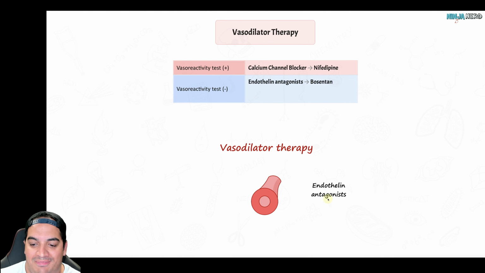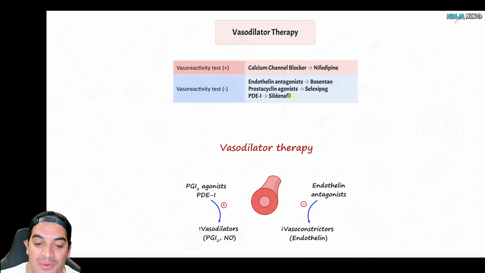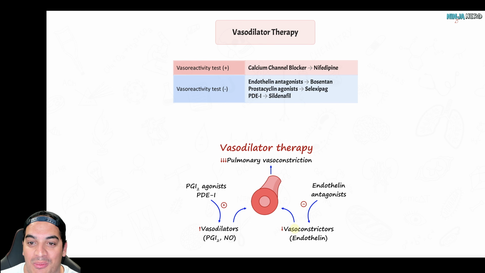Endothelin antagonists: basically, I want to block the vasoconstrictors. I want to decrease the amount of endothelin present. Prostacyclin receptor agonists like selexipag will, again, increase the amount of vasodilators. Phosphodiesterase inhibitors like sildenafil will, again, increase my vasodilators. It's going to increase my prostacyclin and my nitric oxide. In both scenarios, if I increase my vasodilators and decrease my vasoconstrictors, it's going to cause a reduction in pulmonary vasoconstriction, reduce the mean pulmonary artery pressure, reduce the right heart strain, and reduce the risk of right heart failure. That's the concept that I want.